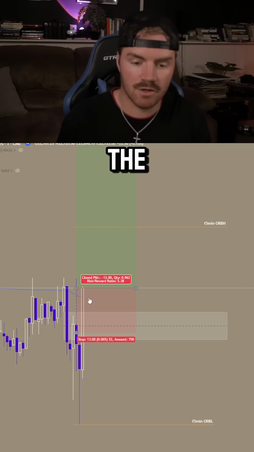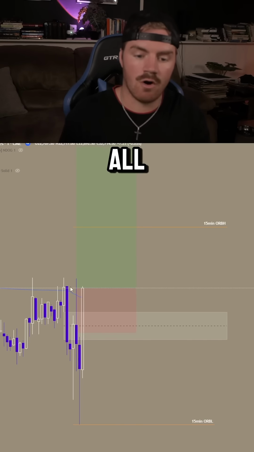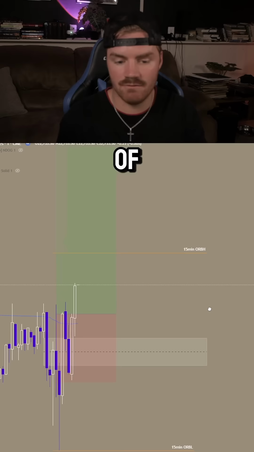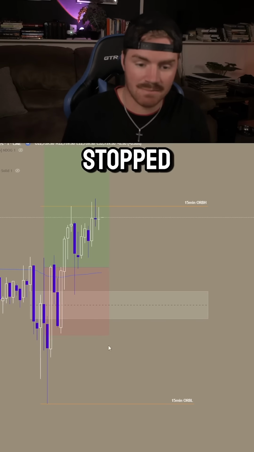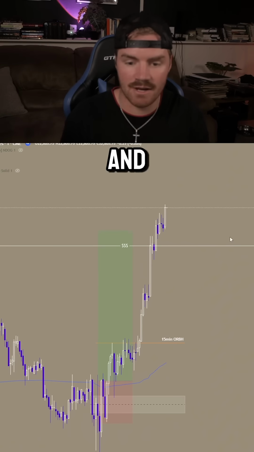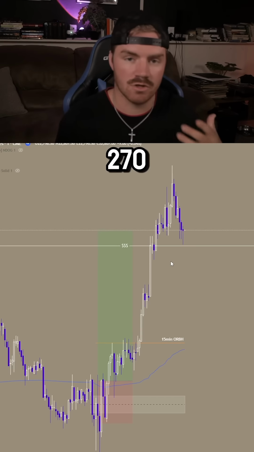Okay, so right here we have the close above, which means I'm going to get my entry all the way up here, and I'm going to keep my stop below that wick. And now let's see how the rest of this trade plays out. Almost get stopped out, but we're protected by that low. Right there you can see we start to break out, and we hit full TP for over 270 ticks.